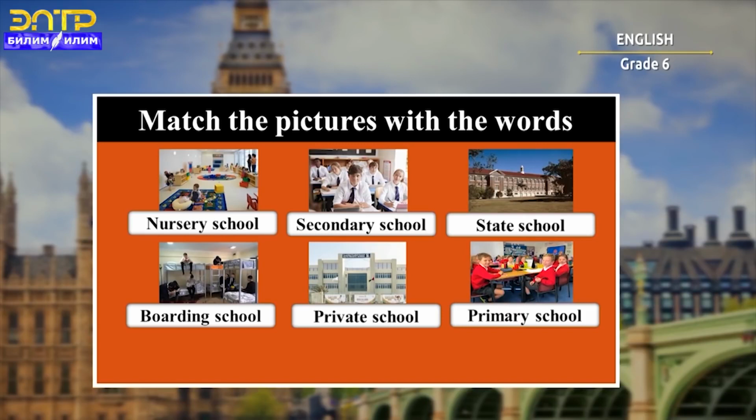Now let's repeat all of the words together. Nursery school, secondary school, state school, boarding school, private school, and primary school. Good job. Please write down these words in your notebooks and try to learn them.